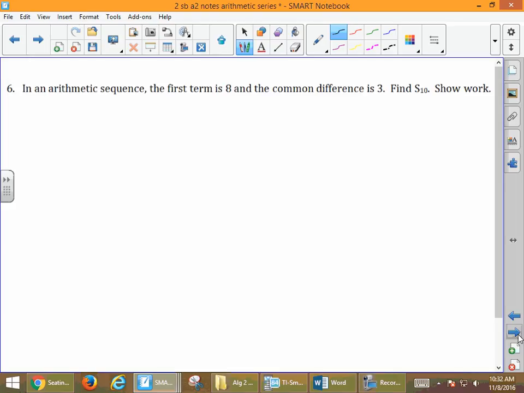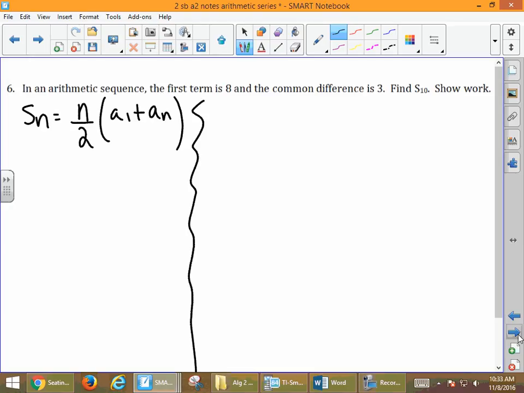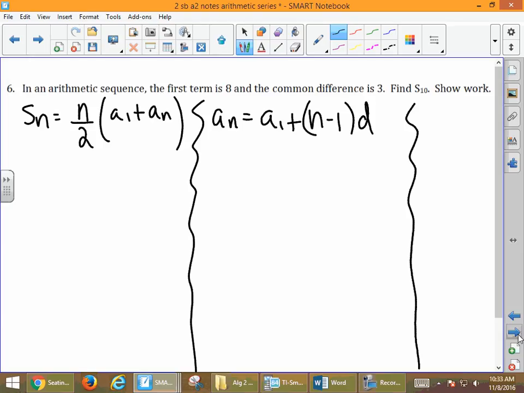So when we start, let's set up our formula. A1 plus A sub n. We know we're going to need that because the question says find S10, the sum of the first 10 numbers in the series. First 10 numbers added together. Question is, will we need the A sub n equals A sub 1 plus n minus 1 times d? And write down what we know. We know that our first term is 8. We know that our common difference is 3.